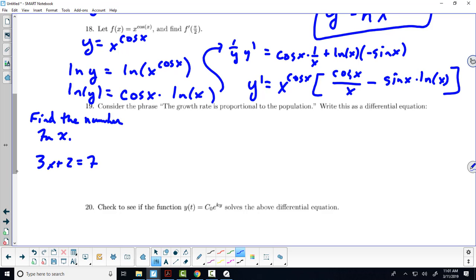In later classes, you'll take something like y prime minus 3y equals 2x. And here we are looking for a function y that would satisfy this equation. Okay? I want a function y that would satisfy that equation. This is called a differential equation.